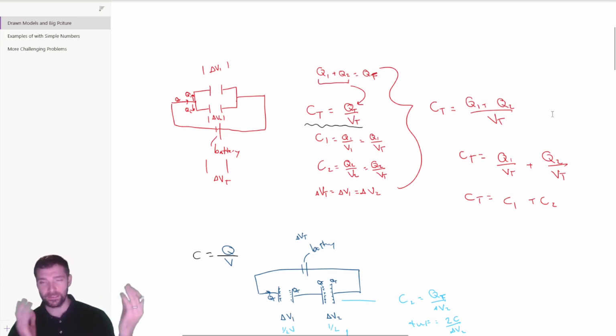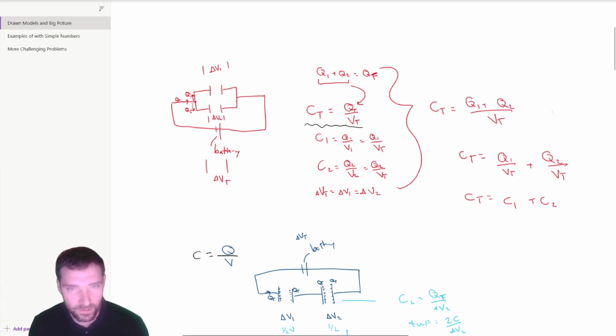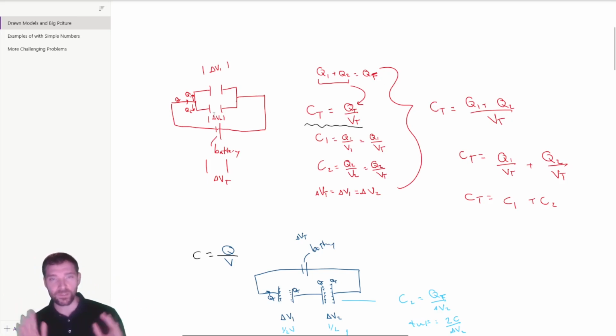I know that these two charges are being split a little bit differently, because some of the charges are going to go onto this capacitor and some of the charges will go onto the other capacitor. So it's a little bit of a split between the two. If one is a better capacitor, if it can hold more charge at the same voltage, it will take more of those charges.